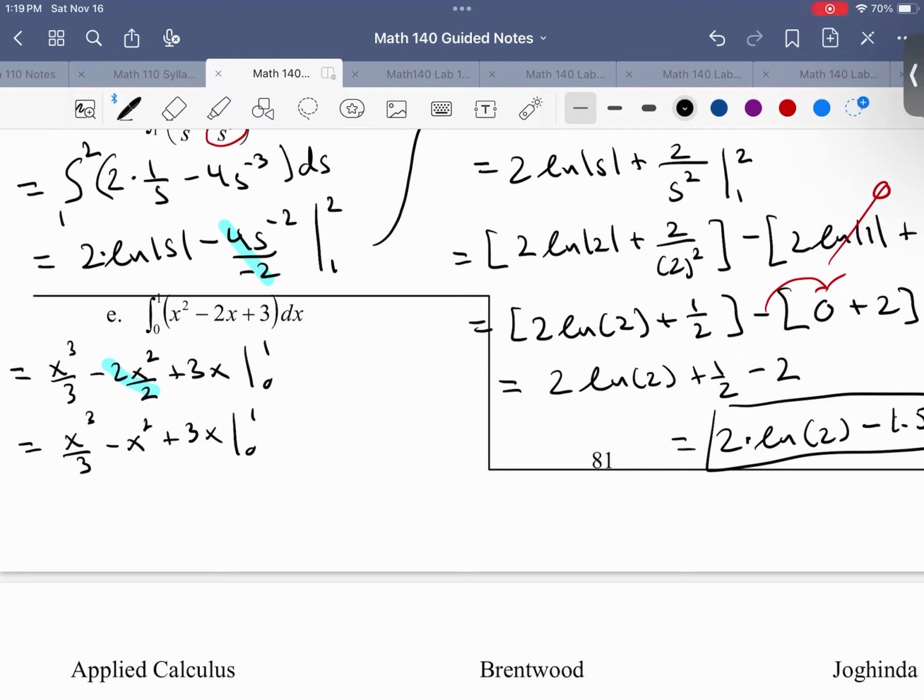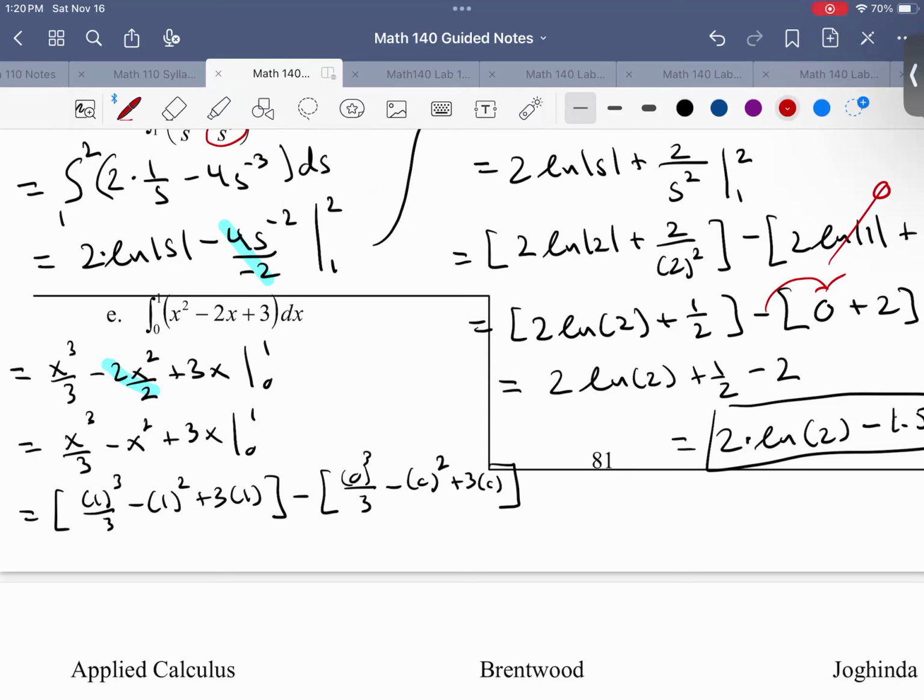And so we're going to plug in our limits. What we end up with is 1 cubed over 3 minus 1 squared plus 3 times 1, minus 0 cubed over 3 minus 0 squared plus 3 times 0. And here, if you notice, it's just 0 and 0 and 0. So we're not going to worry about that bracket because it's all going to go to 0. So what we end up with is this first bracket here.